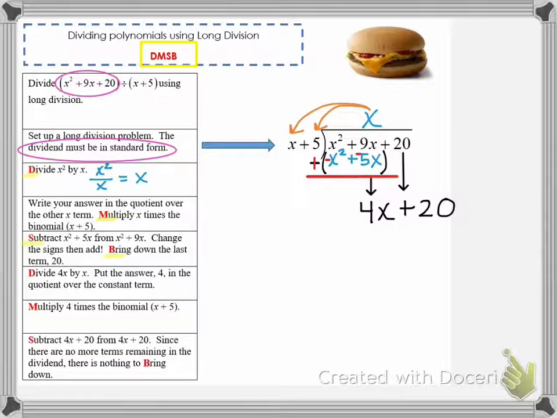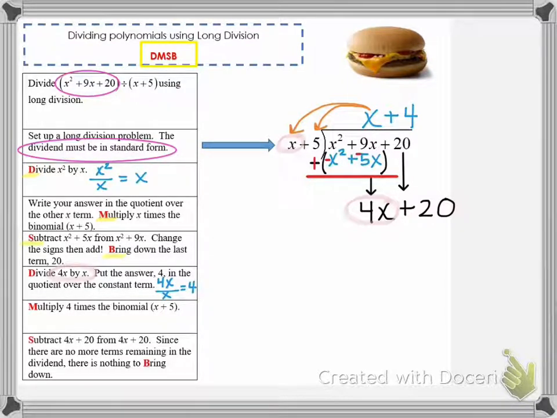Now my loop, or my cycle, just occurs all over again. So I start my does McDonald's sell burgers all over again. But this time I'm dividing 4x by x. This 4x that I got when I subtracted 9x minus 5x is getting divided by the x in the divisor. Well, 4x divided by x gives me 4. So that constant 4 gets written above the plus 20 as part of my quotient. I'm writing it above its like term, the 20 in the dividend.